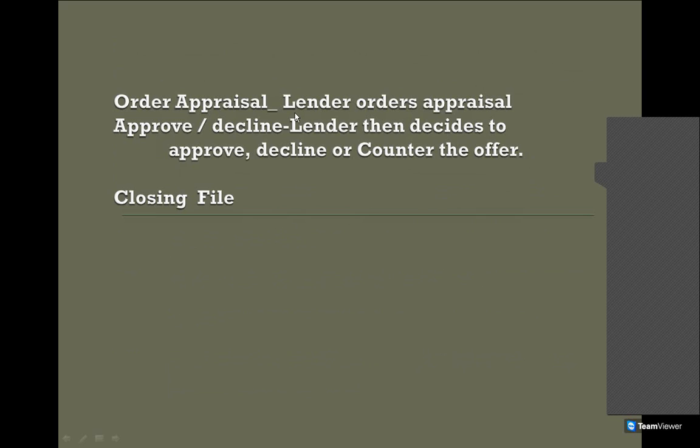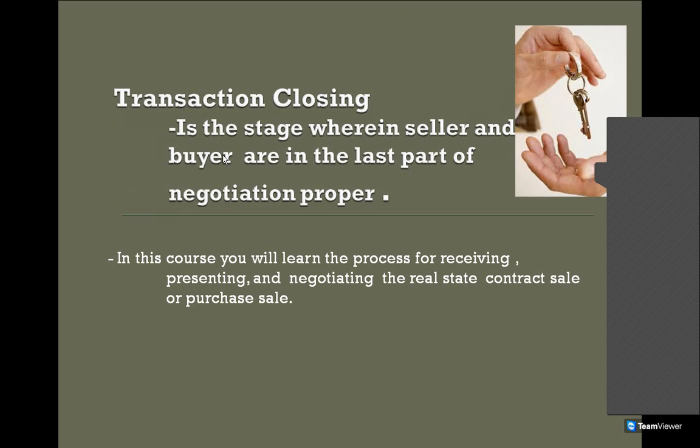And also, we could have an order appraisal. Now, it would be for the lender. Our lender orders the appraisal and also approves or declines. They might decline or counter the offer, after which you have a closing file. Now, that sums up the first part of the training or the discussion that we have, which is the short sale.